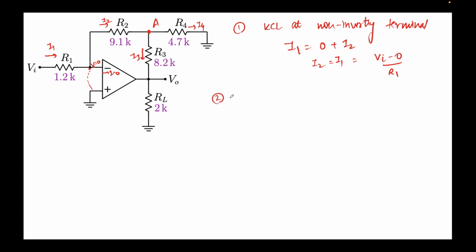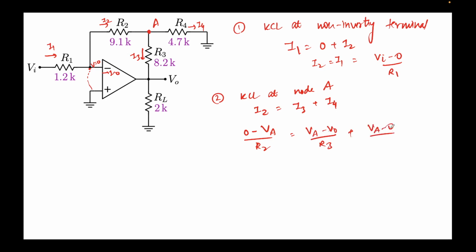All right, now the second thing we do is KCL at node A. At this node, let's apply KCL. So we write incoming current, which is I2. This should be equal to outgoing current, which is I3 plus I4. So I2 can be written as 0 minus VA over R2. This will be equal to I3. What's I3? I3 will be VA minus V0 over R3. I4 will be nothing but VA minus 0, this is 0, over R4.